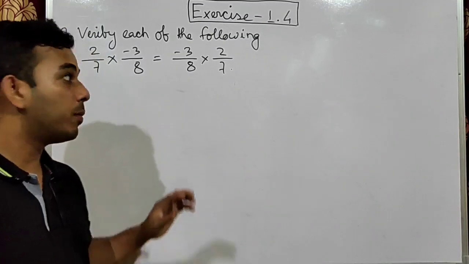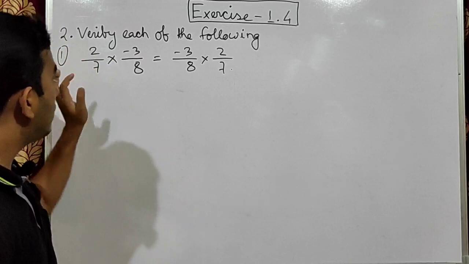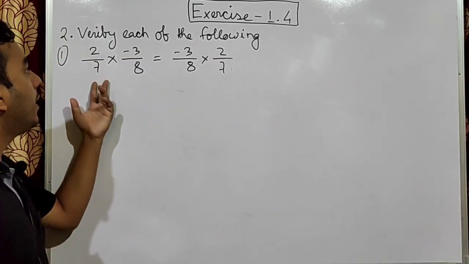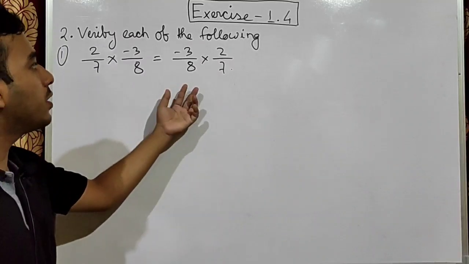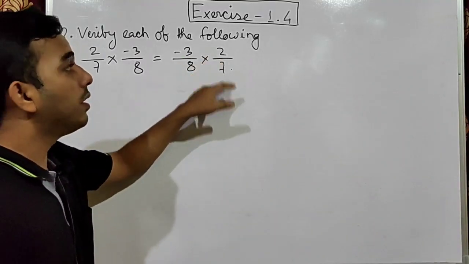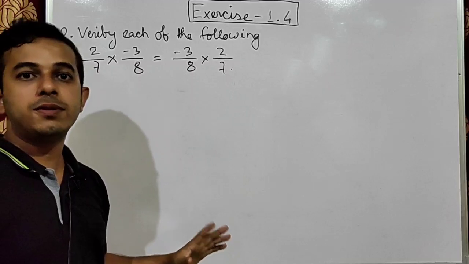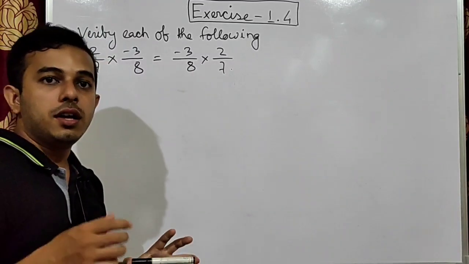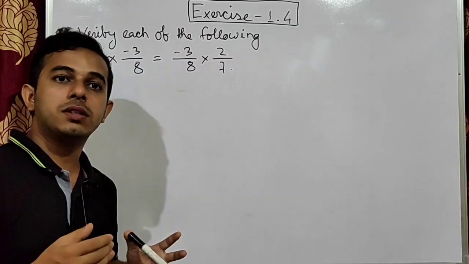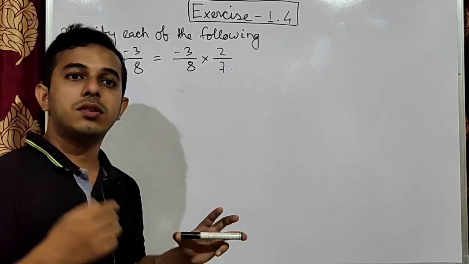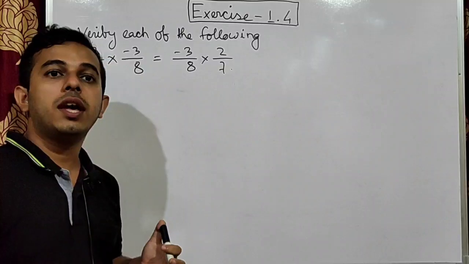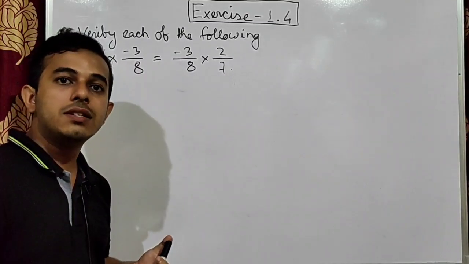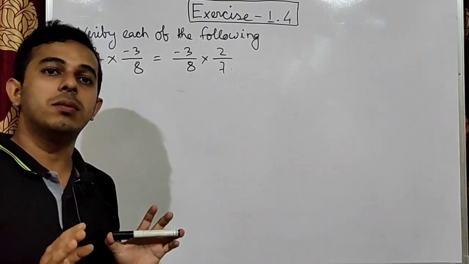That means, suppose this is A by B, this is C by D. First we have multiplied A by B into C by D. Now in the second case we have multiplied C by D by A by B. The result will be the same. This commutative property tells us that the product of any rational numbers is the same regardless of position. That means if we rearrange their order also, the result will be the same.